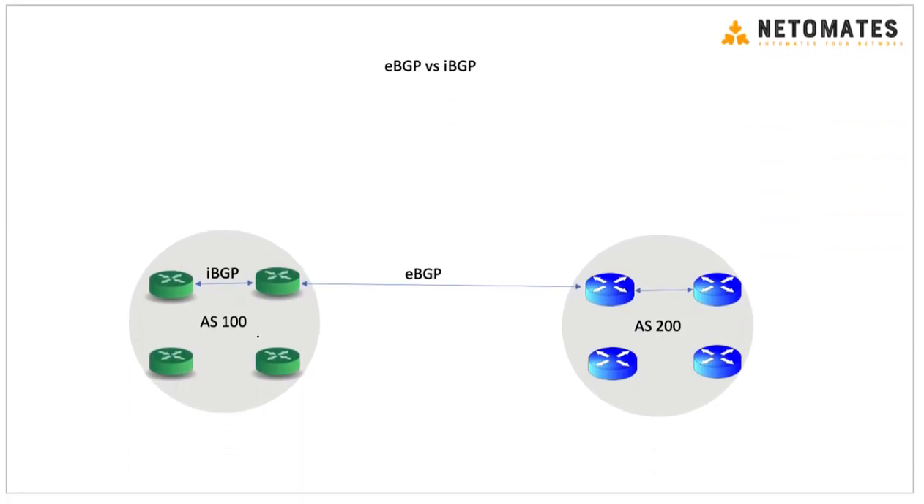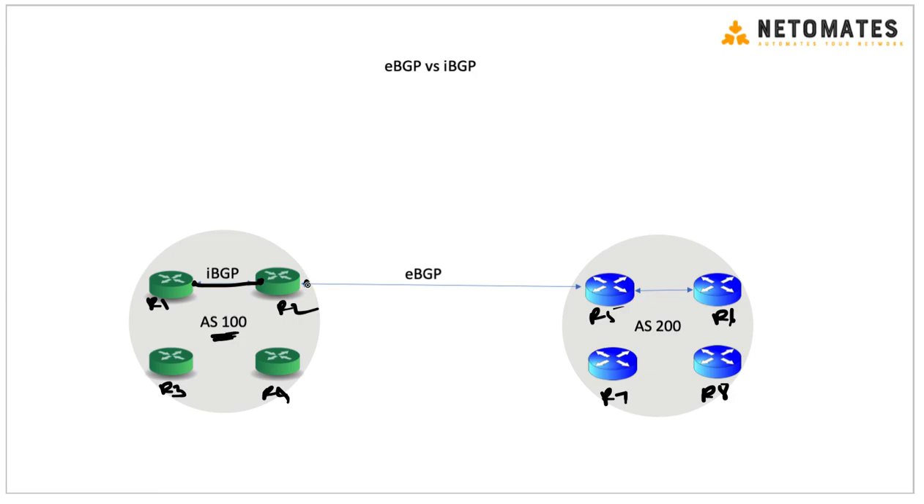Let's see what eBGP and iBGP are. In this example, I have a total of 8 routers. Four routers, let's say R1, R2, R3, R4, are in AS100, and we have R5, R6, R7, R8 in AS200. If you are configuring BGP between routers in the same autonomous system, we call it iBGP, internal BGP, like R1 to R2. Both are in the same autonomous system 100.